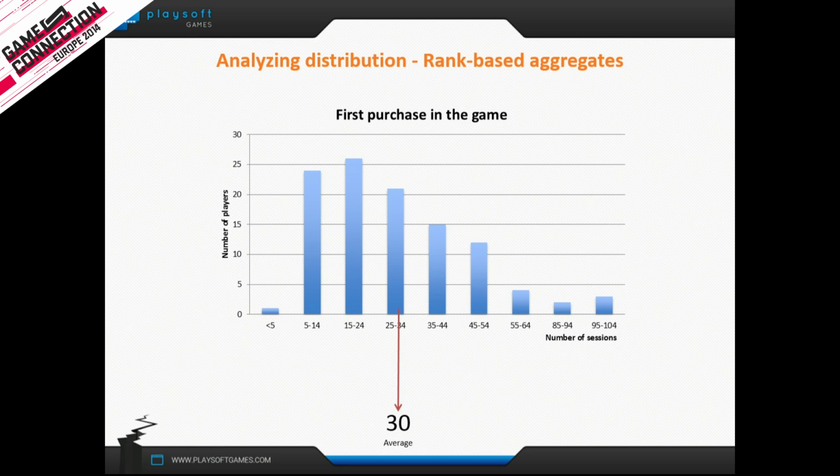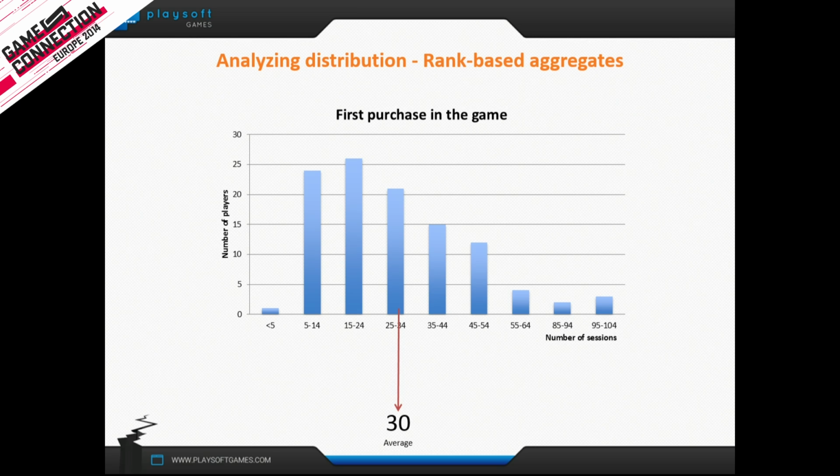So what can you do with that? I mean, you know that people on average make their first purchase at level 30. But then you don't know at what level they start doing it and at what level they stop doing it. So you can't do anything in your game because you don't know where you can act.